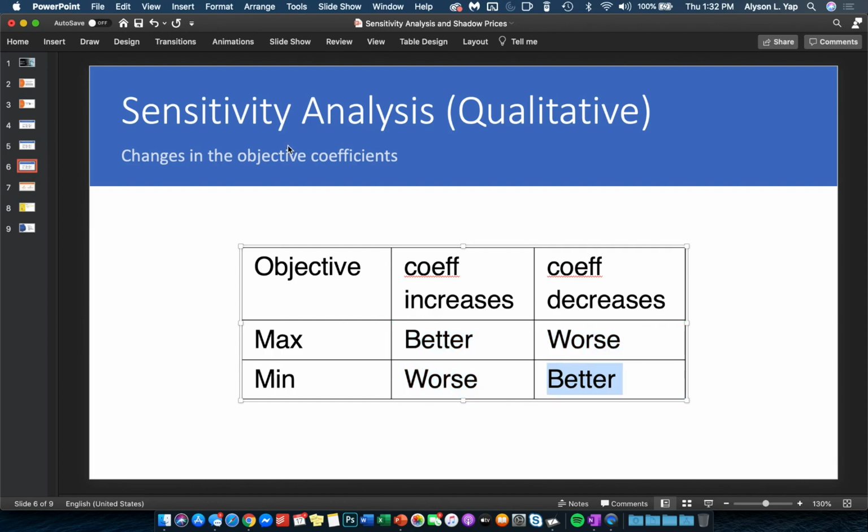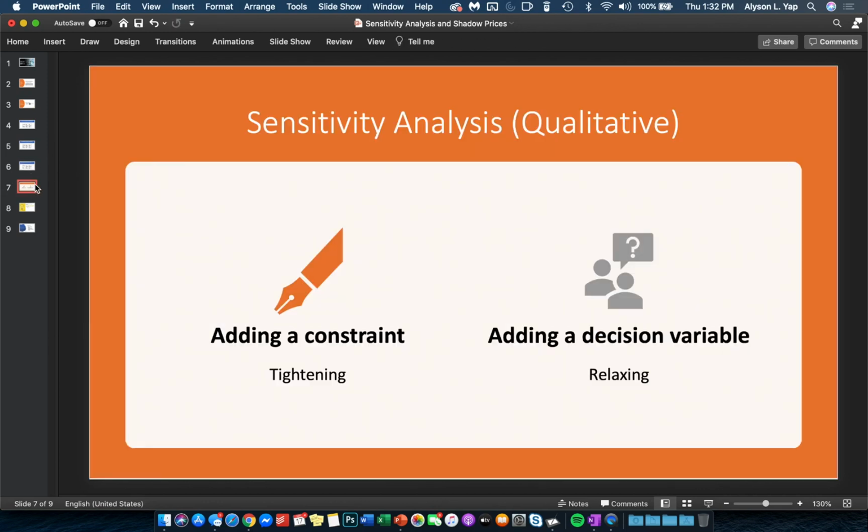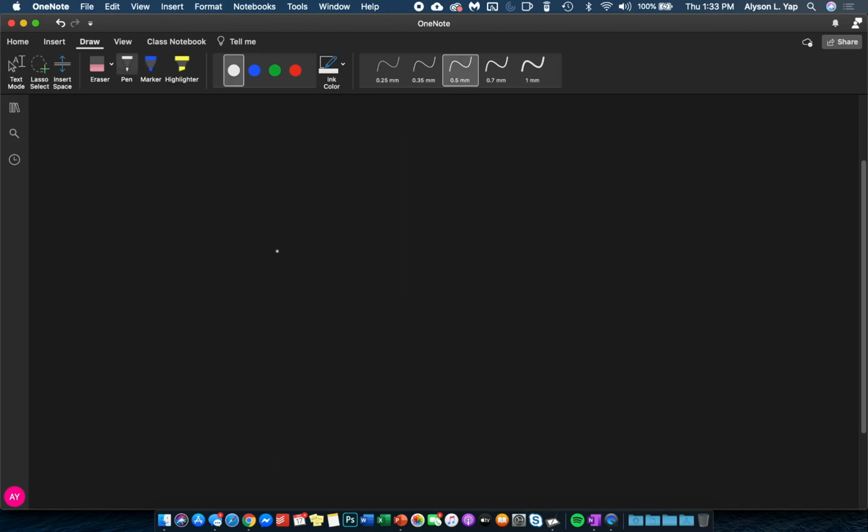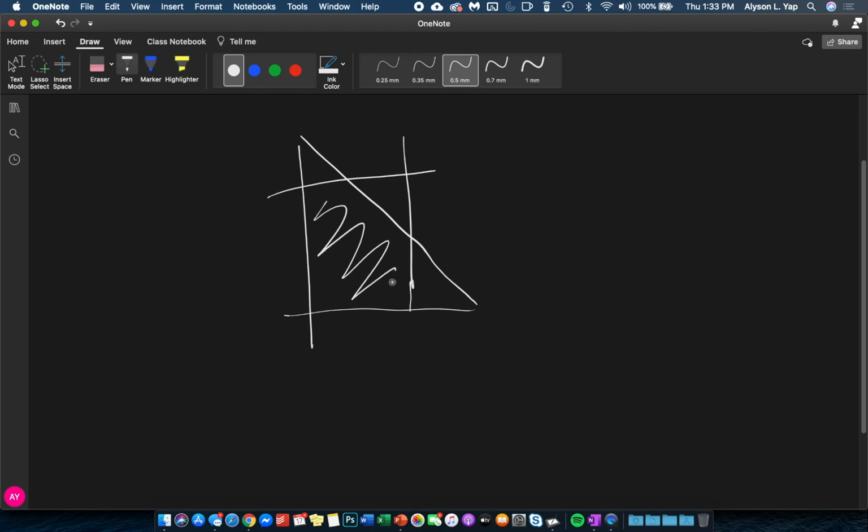Now, what if you are adding a constraint? So let's say we have this feasible region, and let's say we have three constraints, and the feasible region is this. Okay? And let's say you forgot to add a fourth constraint. Adding a constraint, whatever the constraint is, is always a tightening process.